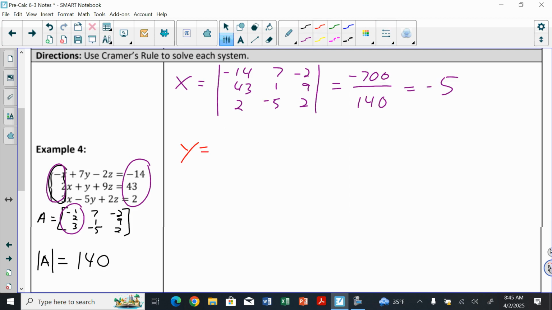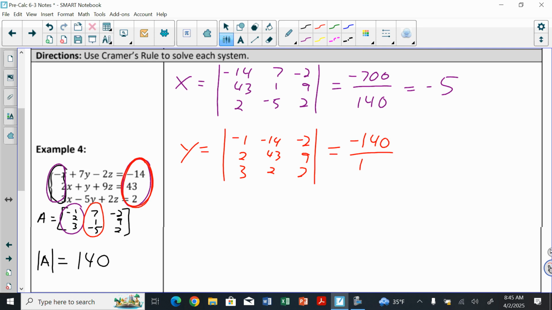Now, again, for Y, I'm taking these values here and replacing them with this middle column. The left and the right columns are going to stay the same. So the left column is going to be negative 1, 2, 3. The middle column is what I'm changing: negative 14, 43, and 2. And then the right column stays the same as negative 2, 9, 2. So just placing them in the right place and then doing the determinant. Any method you'd like to find the determinant of this 3 by 3 matrix, it comes out to negative 140 over 140, which is going to be negative 1.